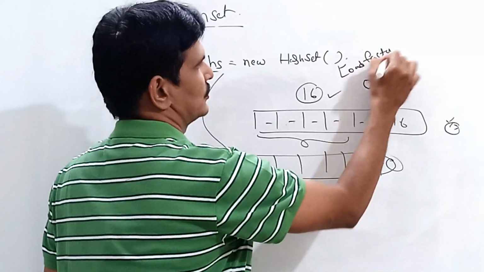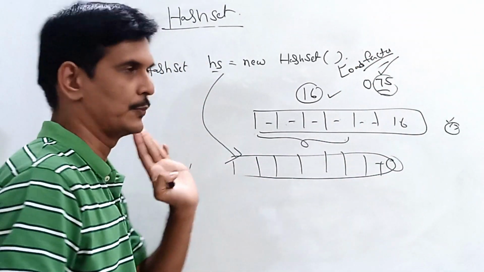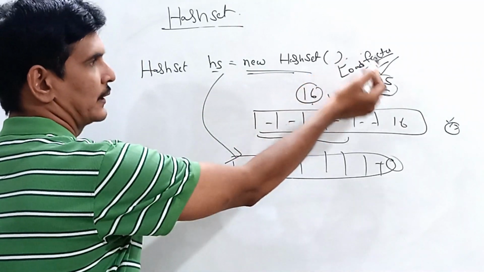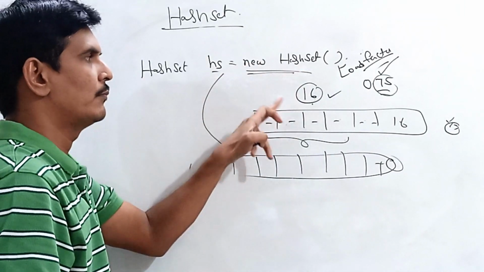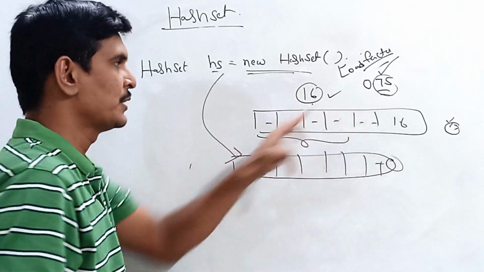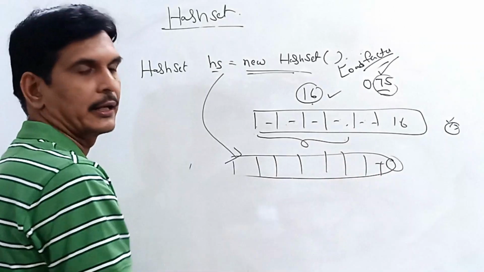Load factor. This is the most important topic, load factor, or we can say fill ratio. The initial size of a hash set is 16 and the load factor is 0.75. When I create an empty hash map, by default 16 is the number of locations and the load factor is 0.75. As soon as 75% of locations are filled, then a new object will be created.